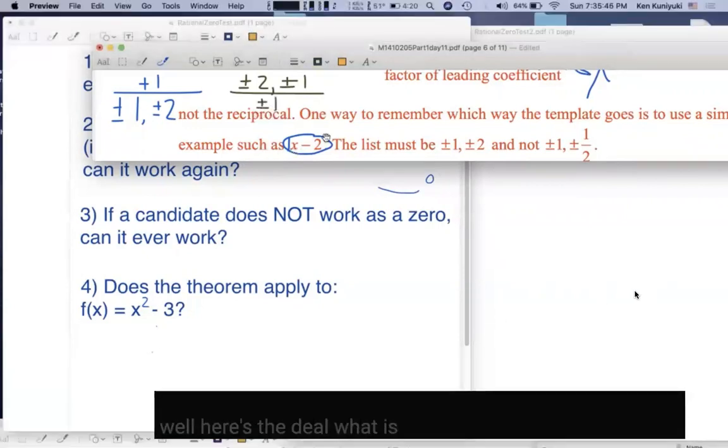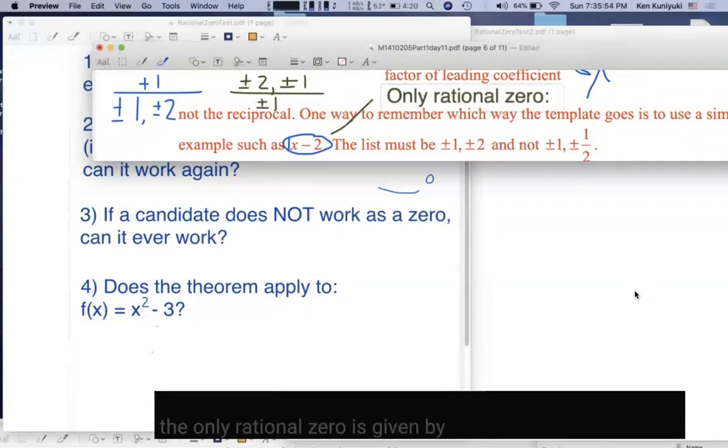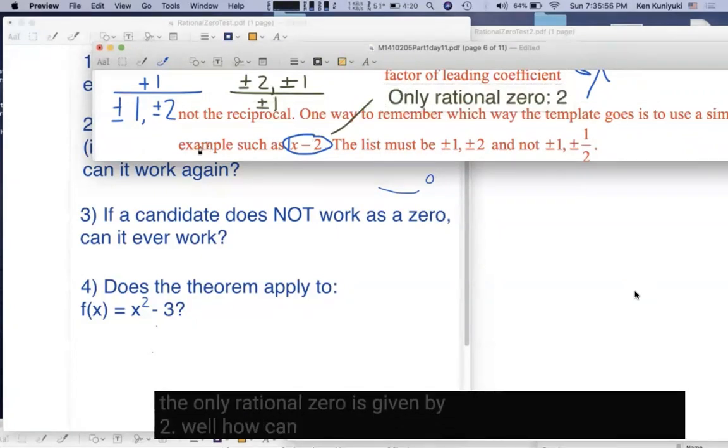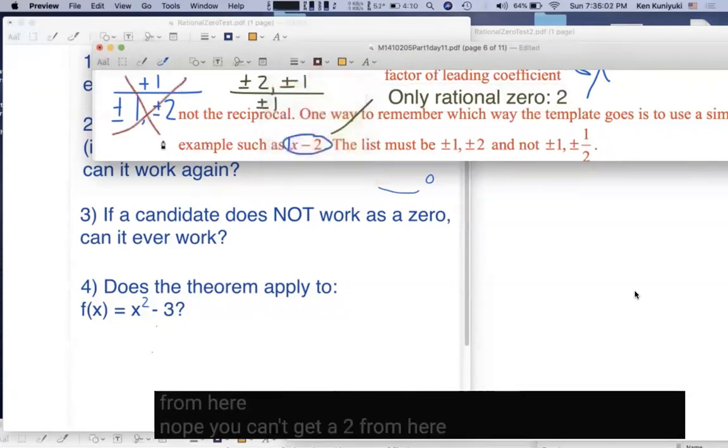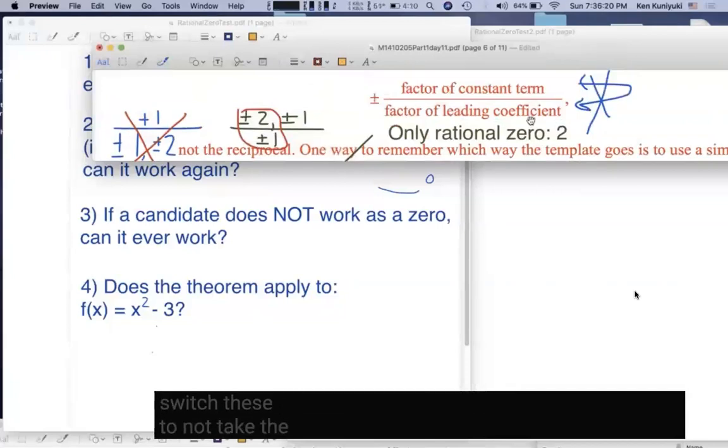Well, here's the deal. What is the only rational zero of x minus 2? The only rational zero is 2. Well, how can we get 2? Can we get a 2 from here? Nope. You can't get a 2 from here. You can only get a 2 from here. So it better be factors of -2 over factors of 1 and not vice versa. So just like with factoring and long division, think about a basic example. That'll help you remember to not switch these, to not take the reciprocals. Again, that's the most common student error.